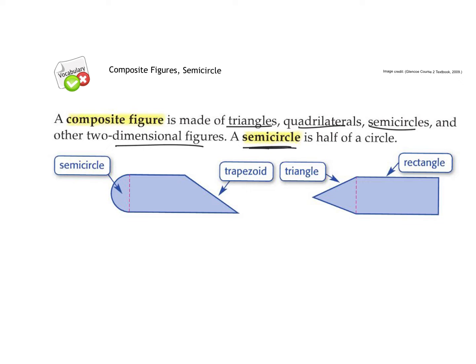So we know how to find the area of circles, which means that we could find the area of a semicircle because we just find the area of a circle and divide it by 2. We know how to find the area of trapezoids, triangles, and rectangles. So there's nothing new in this video. It's just how do we separate it all to find the area of the whole entire figure.